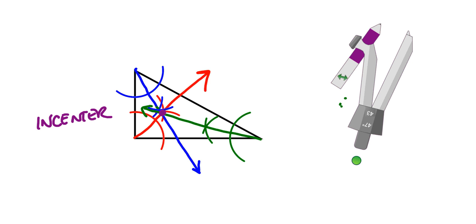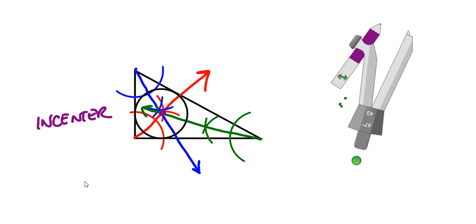The incenter is the center of a circle that ever so gently kisses all three sides of the triangle, just like so. This is called the incircle, and the incenter is the center of that circle, which is a very interesting finding, to say the very least.